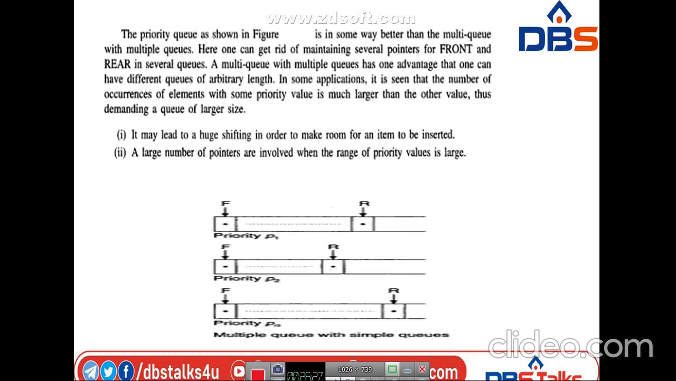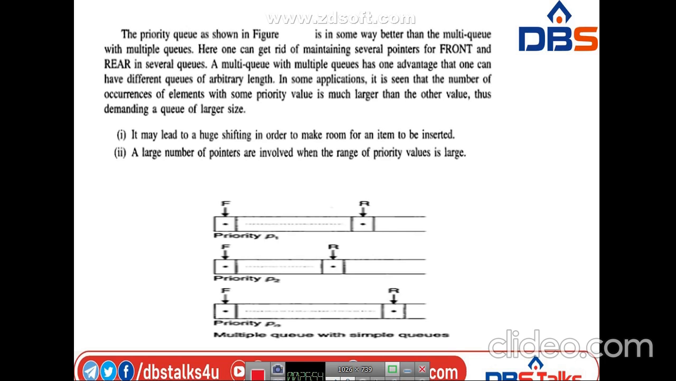Here we are going to maintain multiple queues. For each priority, we are going to maintain one queue which has the same priority. In that one we are going to use front and rear, for example, for priority p1. We use this when we have a large number of elements in a queue with the same priority values.